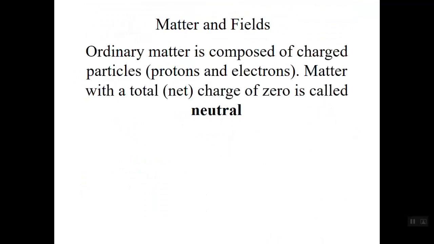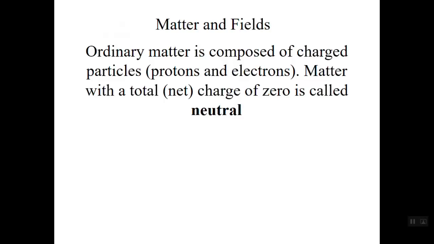Now we know the stuff with which our world is made is built from atoms, which in turn contain charged particles, most commonly negatively charged electrons and positively charged protons. So, quite commonly, matter will actually have a total charge, a net charge of 0. We call that matter neutral, because that piece of matter has the same amount of positive charge as negative charge.